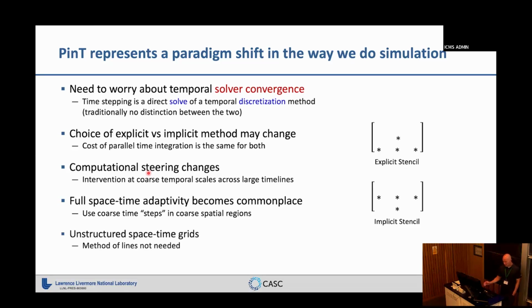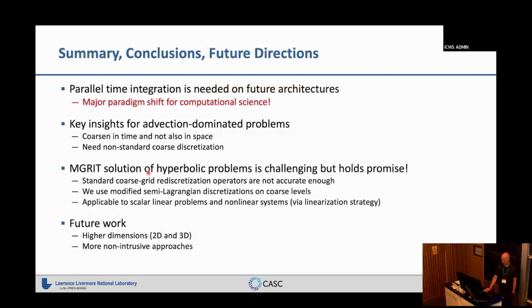The other thing is that method of lines isn't really something you'll have to do anymore. You could have completely unstructured space-time meshes, right? So that also changes the game in a lot of ways. And there are people who are doing space-time finite element methods and studying these kinds of things because, yeah, the paradigm is shifting. So that's it.